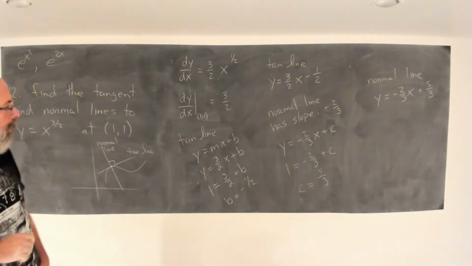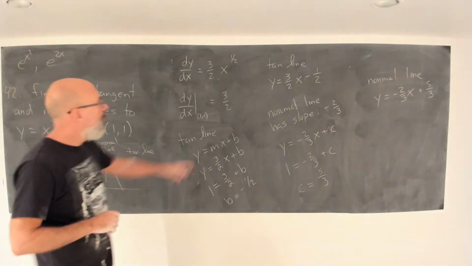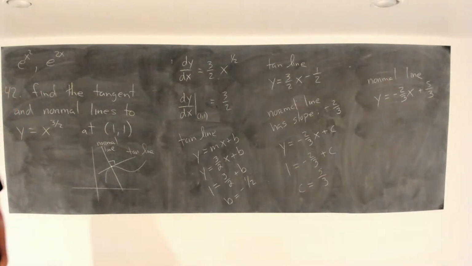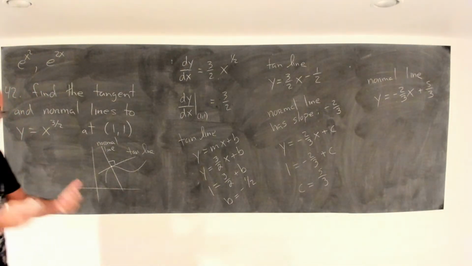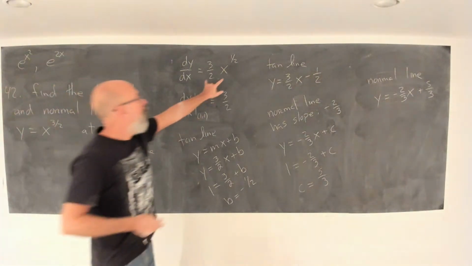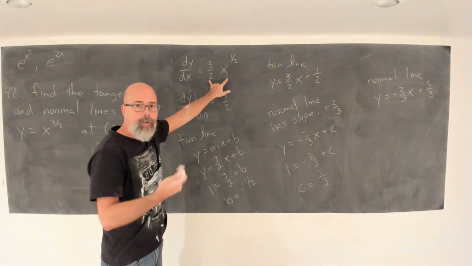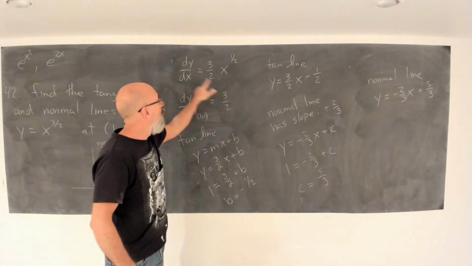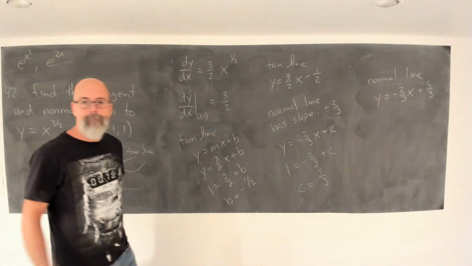There's no 3/3 here. It's 3/2. It's the derivative. The derivative when x is equal to 1. The derivative gives you the slope of the tangent line. Derivative is this in general. It's a rule that gives us the slope of the tangent line. When x is 1, you get 3/2.